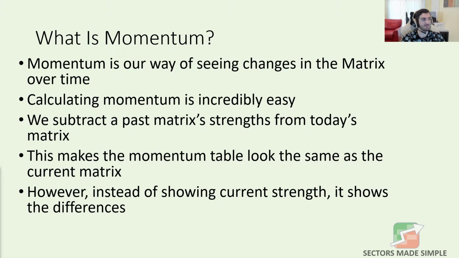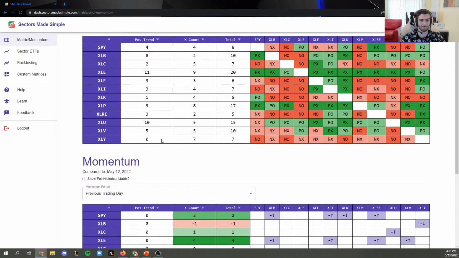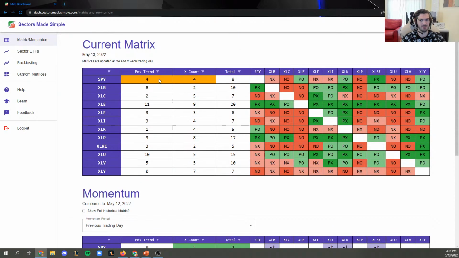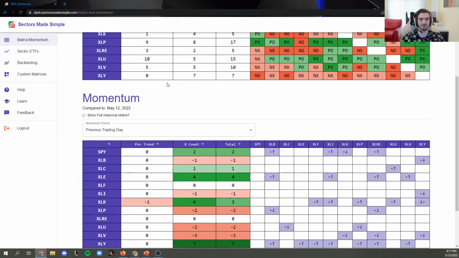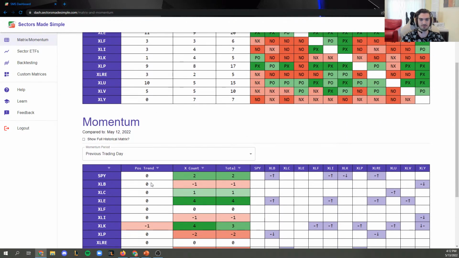This is best seen by just going and looking at it. So up here, we have the current matrix. That is today, May 13th of 2022. Then we have momentum. If you notice, SPY's 4 and 4 have gone away. And now it's just positive and X count. Just like for materials, we've gone from 8 and 2 to 0 and -1.